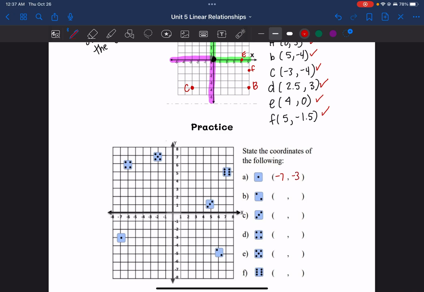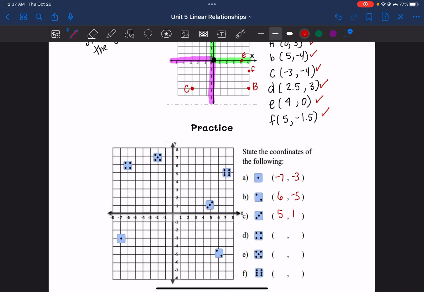All right, let's do number 2. I have to go to the right, 1, 2, 3, 4, 5, 6. And then I have to go down 1, 2, 3, 4, 5. So that would be negative 5. All right, 3 is going to be 1, 2, 3, 4, 5, and up 1. 4 is going to be, I have to go to the left, so here 1, 2, 3, 4, 5, 6, and then I have to go up 1, 2, 3, 4, 5, 6. So that's going to be negative 6, positive 6.